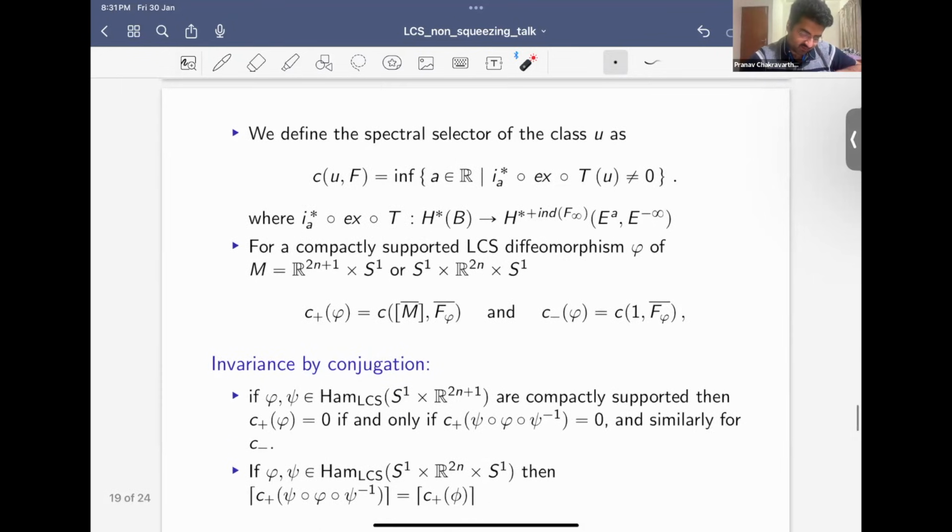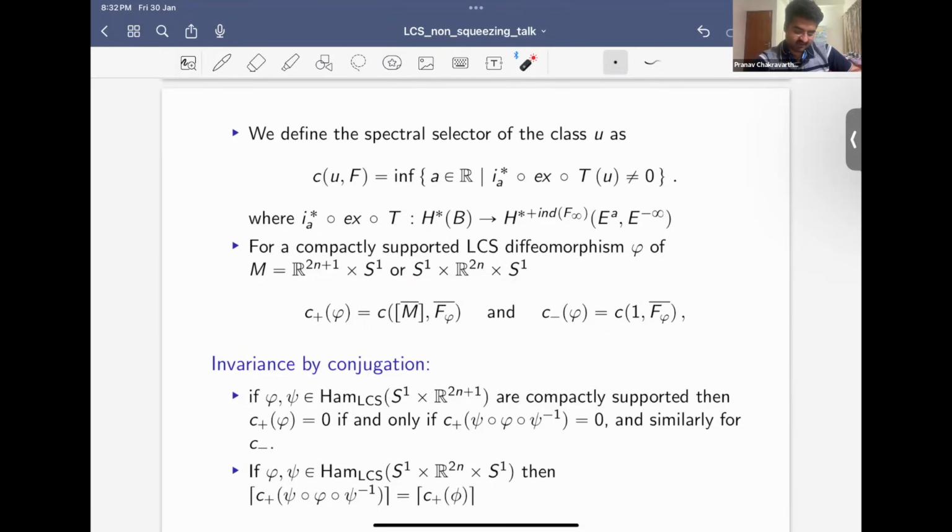So for a compactly supported Hamiltonian diffeomorphism phi, you have two special spectral selectors. Firstly, because you have a compactly supported diffeomorphism, I can compactify my base manifold. If I'm on R^{2n+1} times S^1, I compactify it to S^{2n+1} times S^1 by adding a point at infinity. And for S^1 times R^{2n} times S^1, I would compactify to S^1 times S^{2n} times S^1. And once I compactify them, I have a fundamental class.